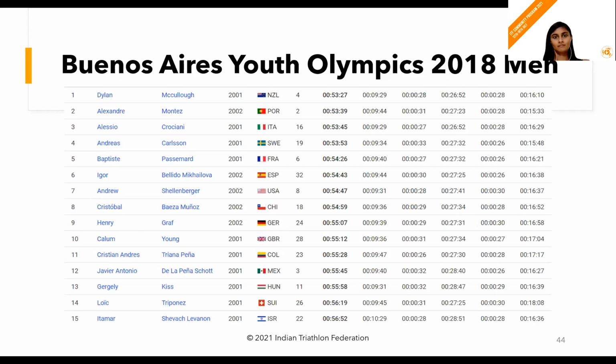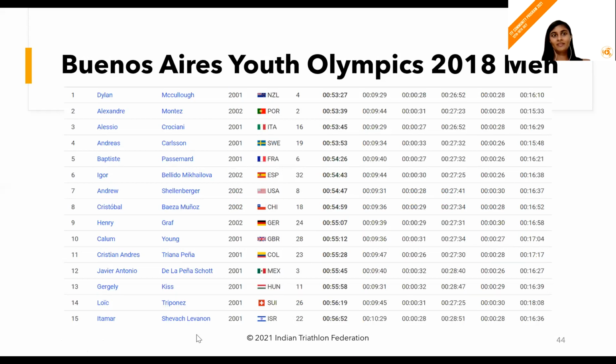When it compares, so this is the Youth Olympics. Again, pretty fast times. Keep in mind, this is a 5K run. This is not a 10K run, so don't get confused. Still, 15:33 by the second guy. That's really fast, especially after a swim and a bike. The winner had a 16:10, 16:29 for the third place guy.